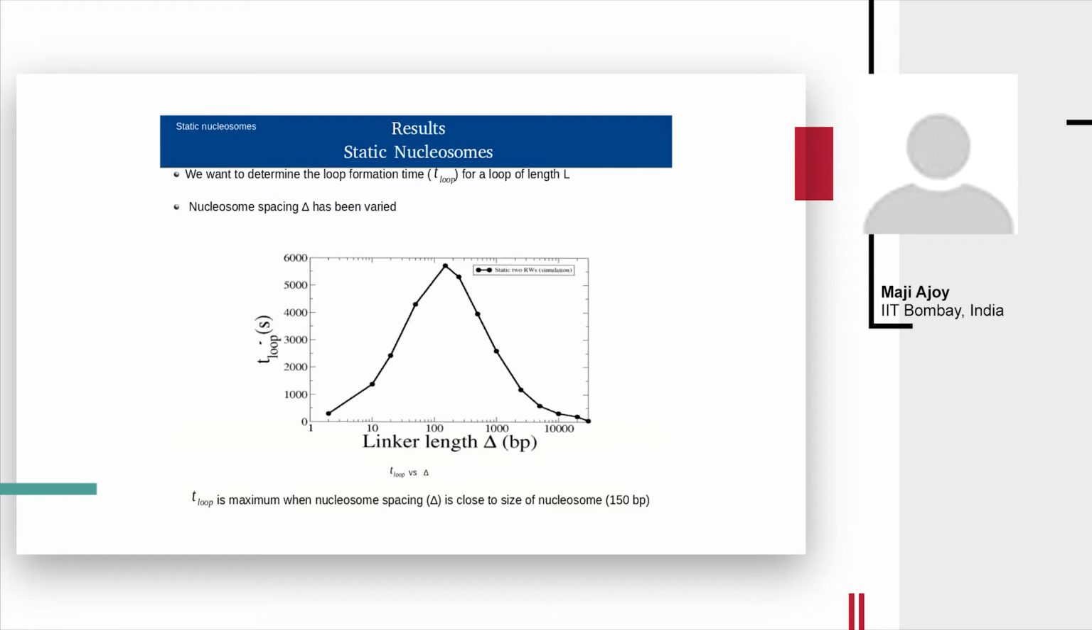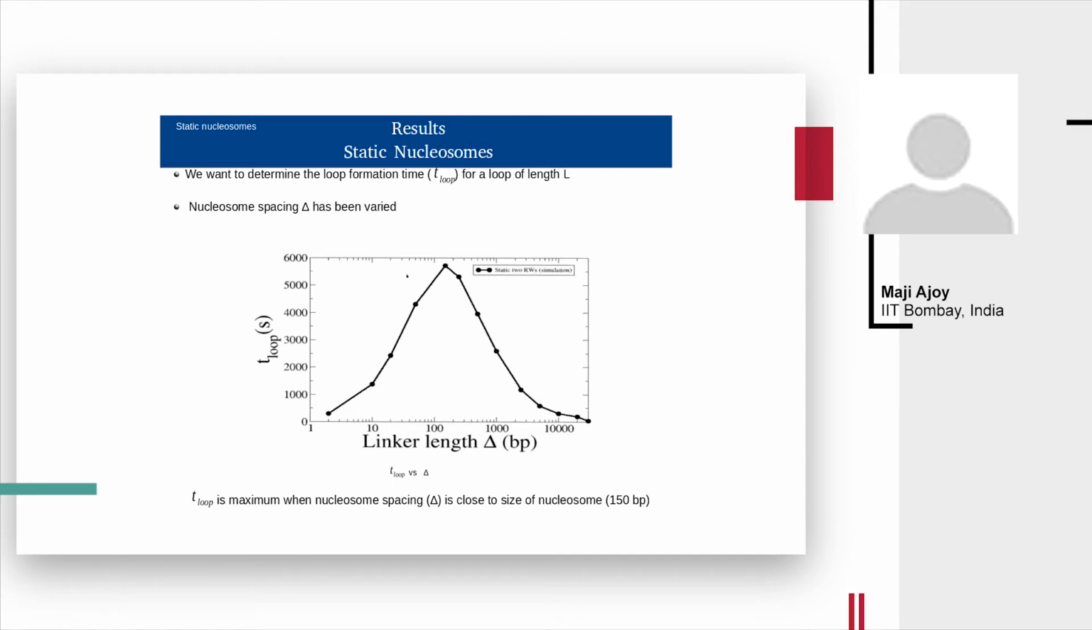We plotted the loop formation time, that is the time required to form a loop of length L, as a function of linker length. As you can see here, as linker length decreases, the loop formation time increases. That is understandable because as linker length decreases, the number of nucleosomes on the lattice increases, so the random walker has to face more nucleosomes. That's why the loop formation time increases. But what is remarkable is that the loop formation time reaches a maximum when linker length becomes equal to the size of the nucleosome, that is around 150 bp. And when linker length is decreased further beyond 150 bp, the loop formation time decreases.